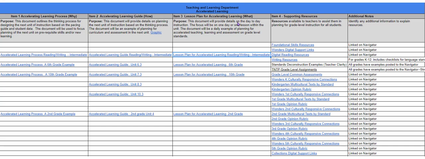The lesson plans for Accelerated Learning document provides a model of how the thinking process and priority standards exemplified in the previous documents can be used to create daily lessons that provide accelerated teaching, learning, and assessment on grade level standards. This resource provides an example of a lesson plan that integrates prerequisite skills with grade level standards to address students' immediate needs while facilitating grade level learning.